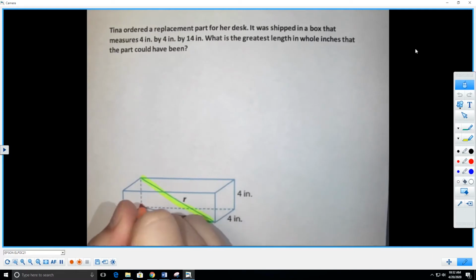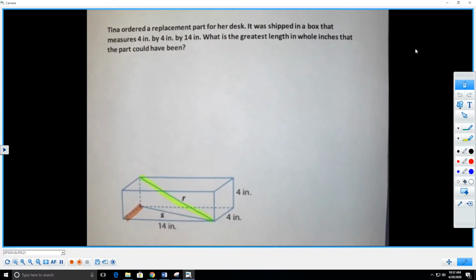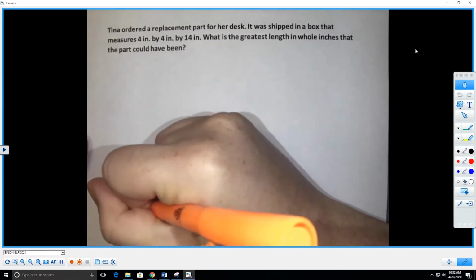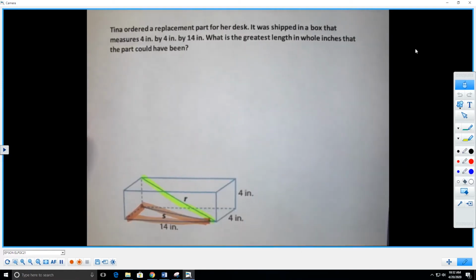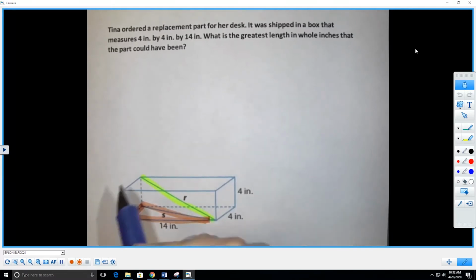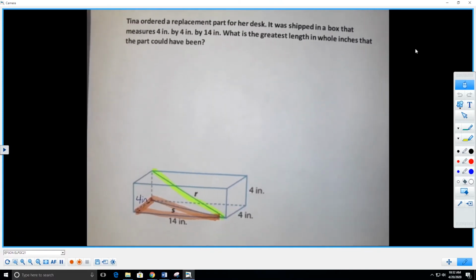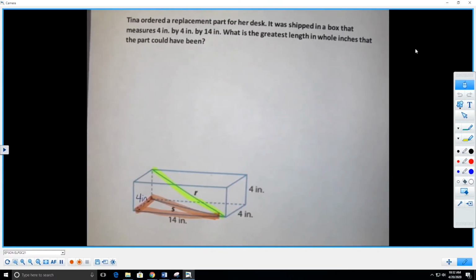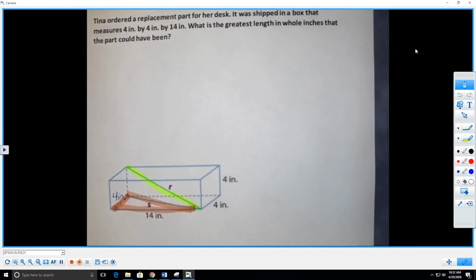base of the box. So I have this leg here, and I have this leg here, and S is going to be the diagonal or the hypotenuse. This leg length is going to be just the exact same as this, and they say this is 4. So I have a leg length of 4 inches. This leg length is 14 inches, and I'm solving for the hypotenuse S. Okay, so follow along with me, and let's figure out what that length is.